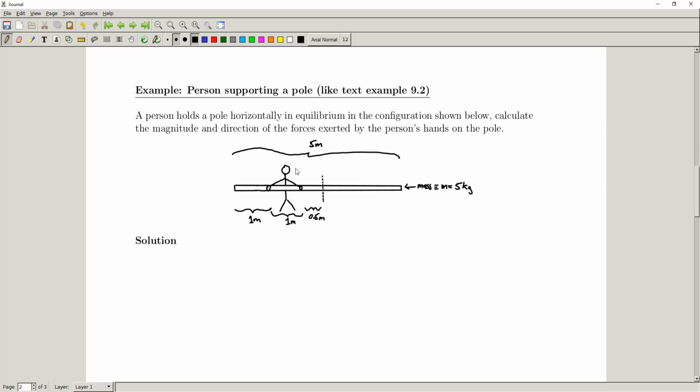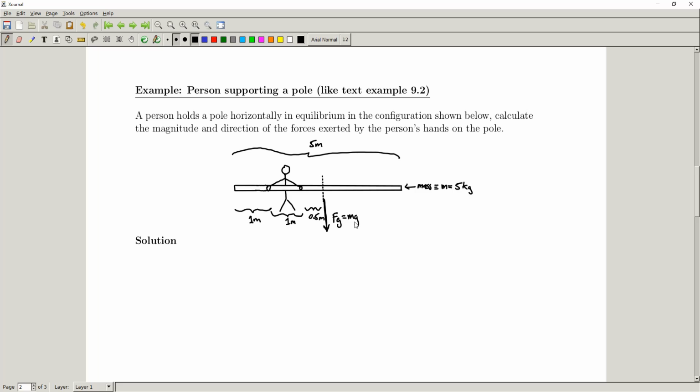So we can think of the force of gravity exerted on the pole as a sort of force here. So I'm just going to draw a vector here, so we can imagine that this is the force of gravity, which is simply equal to mg here, acting downward on the pole.